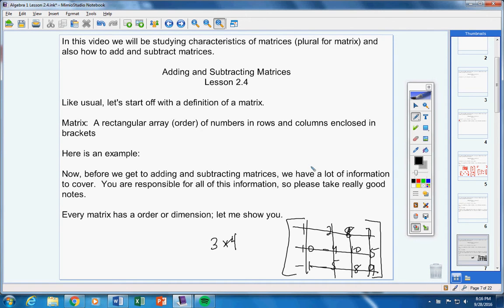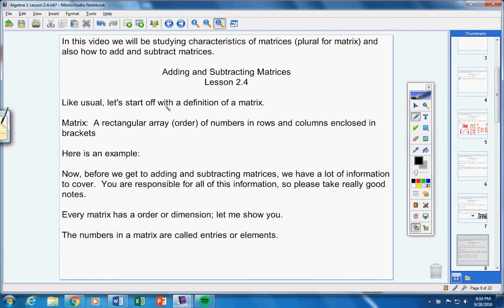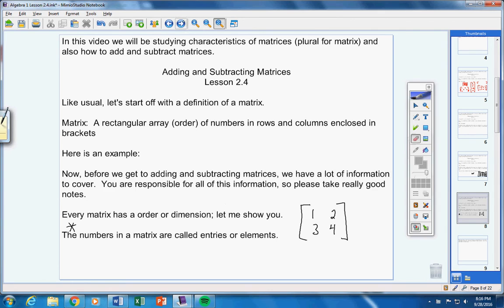Alright, let's continue on. The numbers in a matrix are called entries or elements. You need to know that. Make note of that in your notes. Write this down. The numbers in a matrix are called entries or elements. So, if I had a matrix like this, I would say my entries are 1, 2, 3, 4, or my elements are 1, 2, 3, and 4. Okay? So the numbers inside of a matrix are called entries or elements.